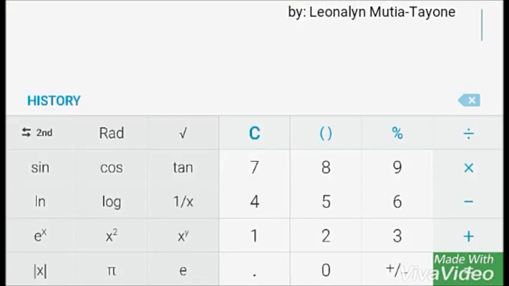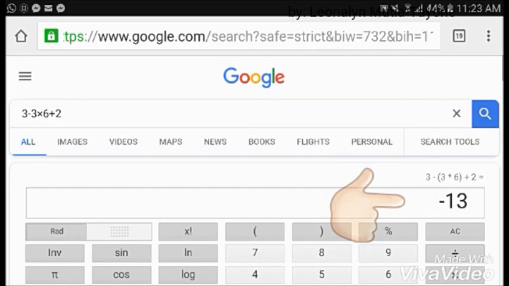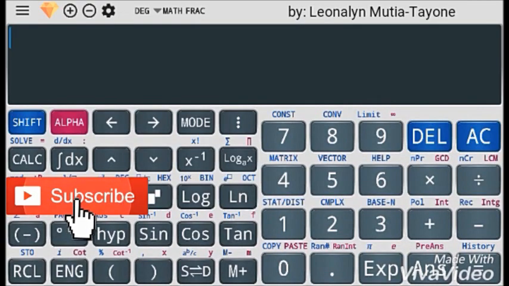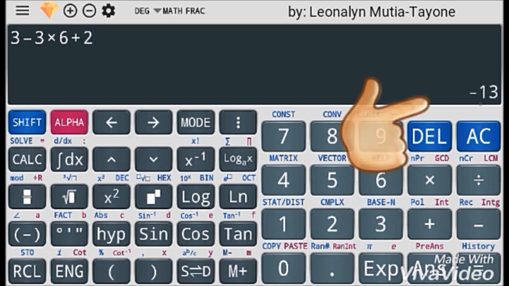Now let's double check using our calculator. 3 minus 3 times 6 plus 2, and the answer is negative 13. Even Google says it's negative 13. And let's use another calculator. 3 minus 3 times 6 plus 2, and the answer is negative 13.